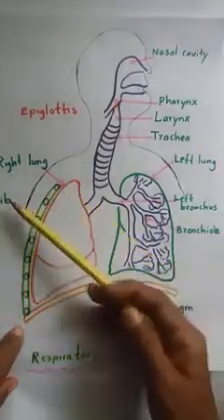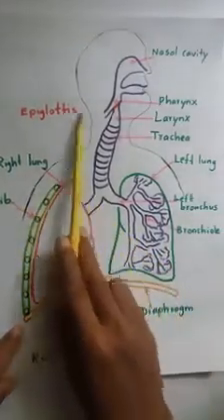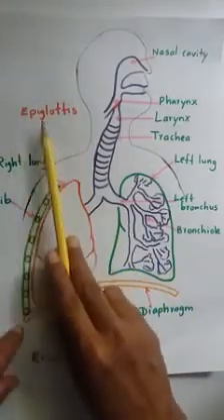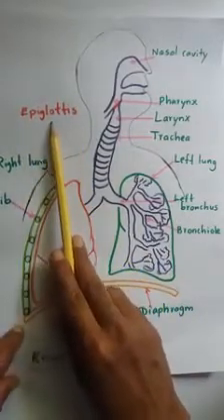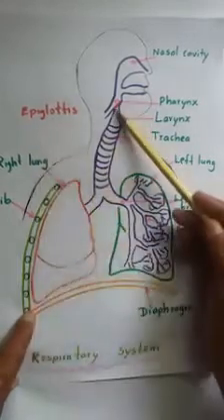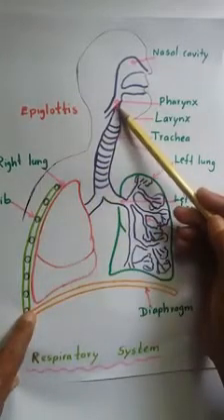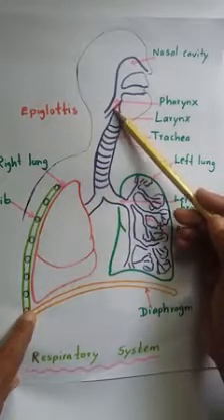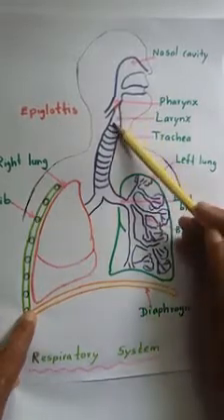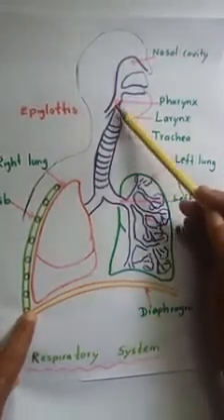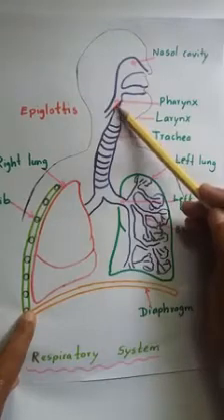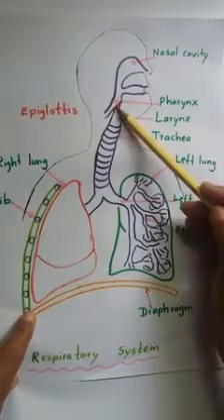This is your right lung, this is the rib, and this one I have written with a red color, which is very important, is called the epiglottis. Epiglottis, it's a lid actually. It's a muscle lid. It is present normally on top of this trachea. What is the function of this epiglottis? I have drawn it with a red color.